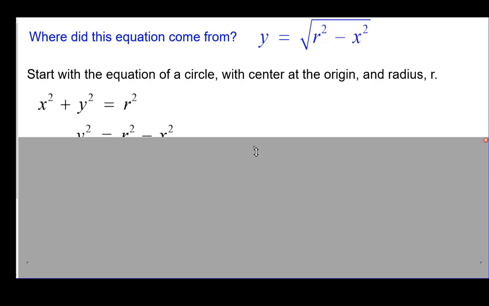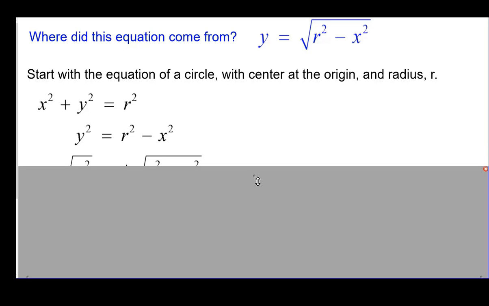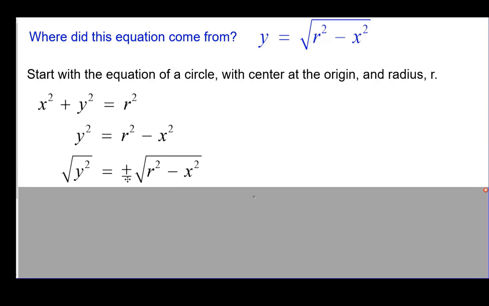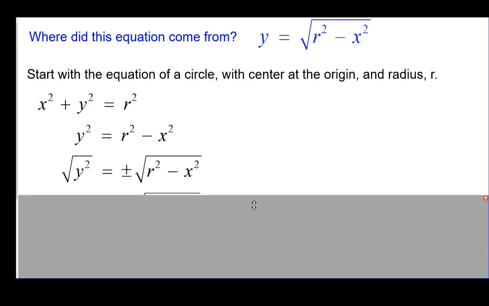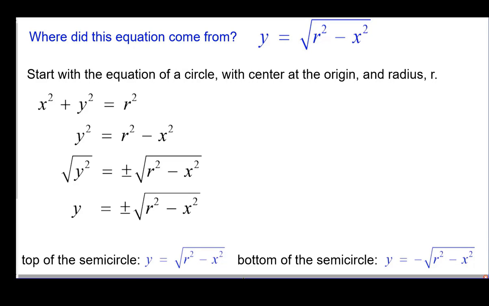So first I'm going to subtract x squared from both sides. Then I need to take the square root of both sides. Keep in mind that there are two square roots, a positive and a negative answer here. And so we get y is equal to plus or minus the square root of that quantity. Now the positive square root turns out to be the top half of the semicircle, and the negative square root turns out to be the bottom half of the semicircle.